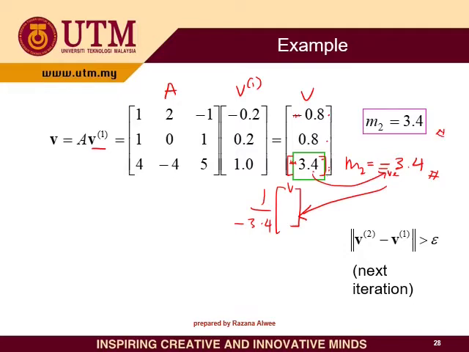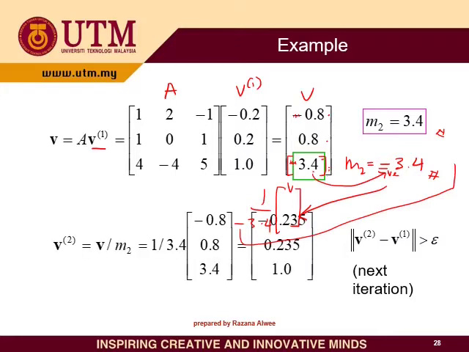I just want to be clear with this procedure. After we get our m2, do the calculation. This is your v, so you will get your v2, with this m2. Then find your next iteration, checking whether v2 minus v1 is less than our 0.001. For this iteration it is not, so you continue to the next iteration, finding your v3.